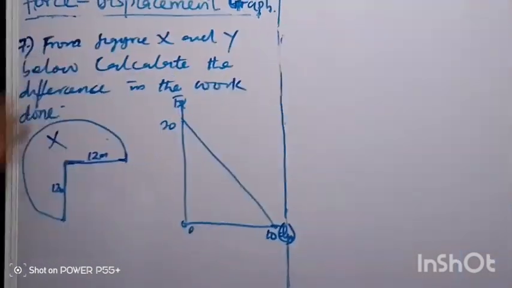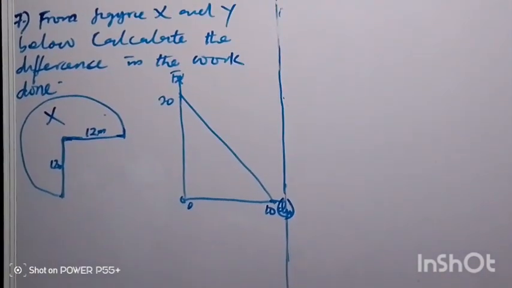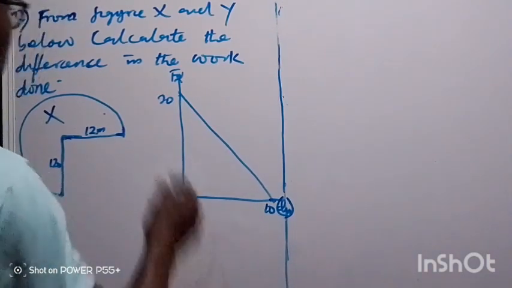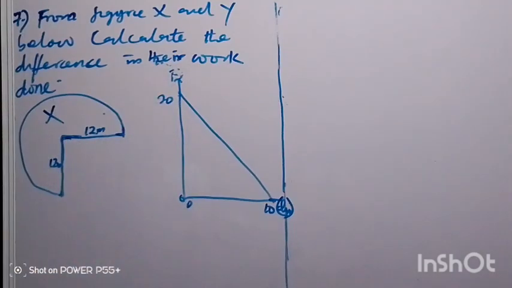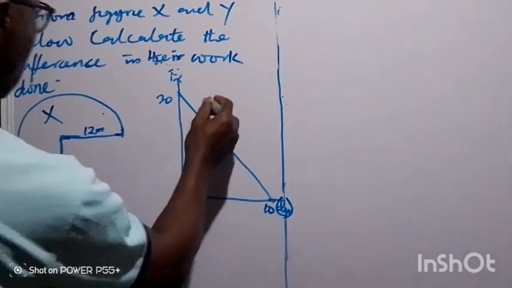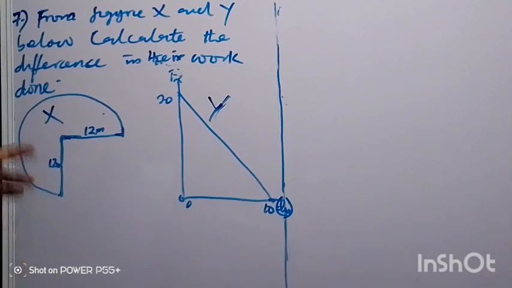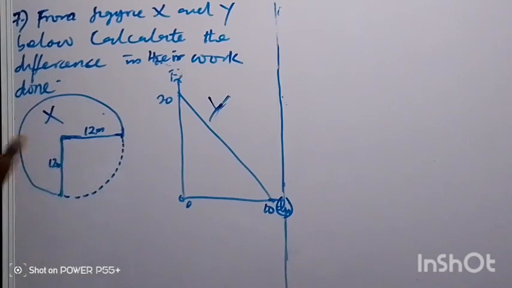Let's take this one as example 7. From the figures X and Y below, calculate the difference in their work done. If you look at this figure and the second figure, this is Y. So we have to calculate the difference in work done between X and Y. Now, if you look at X, it is 3/4 of a circle.